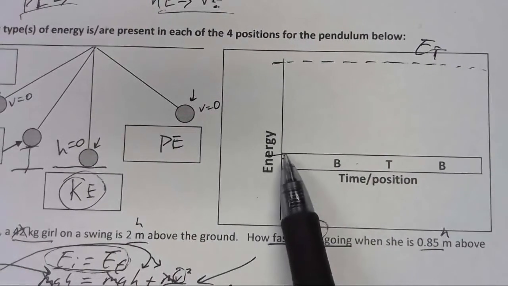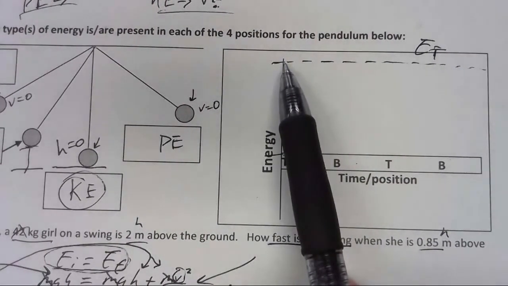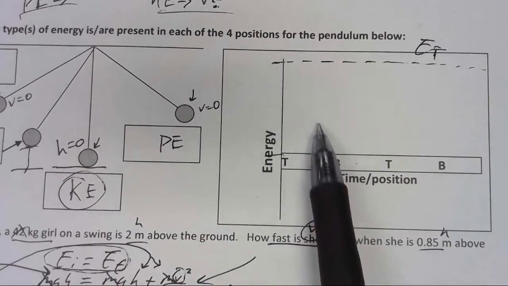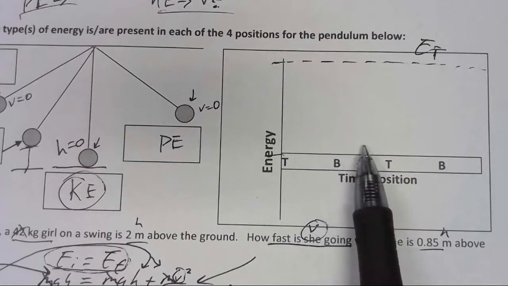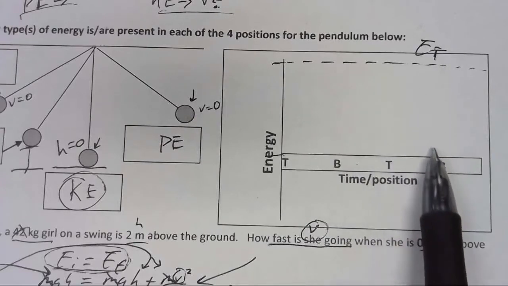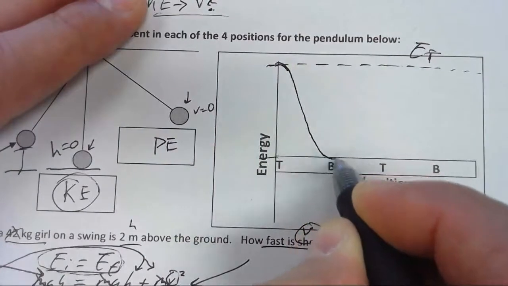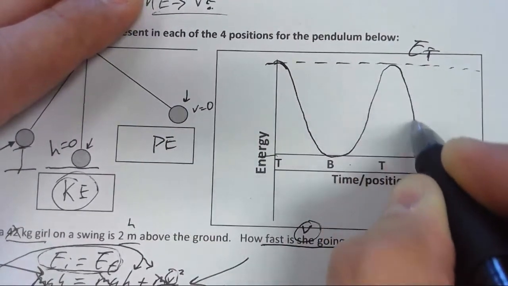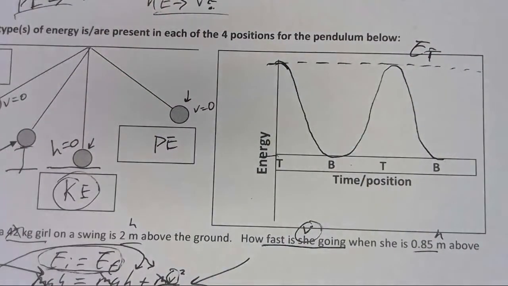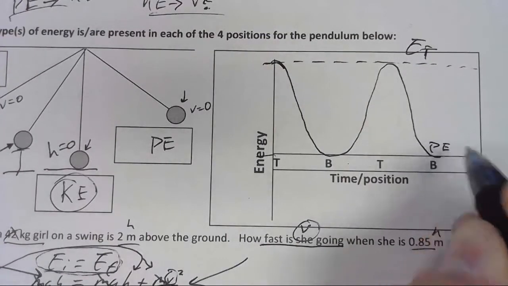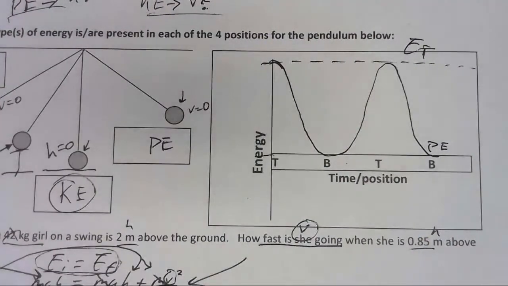The potential energy at the top is high because it follows the height. And when the pendulum comes to the bottom, potential energy is 0 again. And at the top, it goes back up. At the bottom, it comes back down. So the line for potential energy would look something like this. Something like that. I'll label that potential energy. Total energy is always at the top. It's always a straight line all the way across.